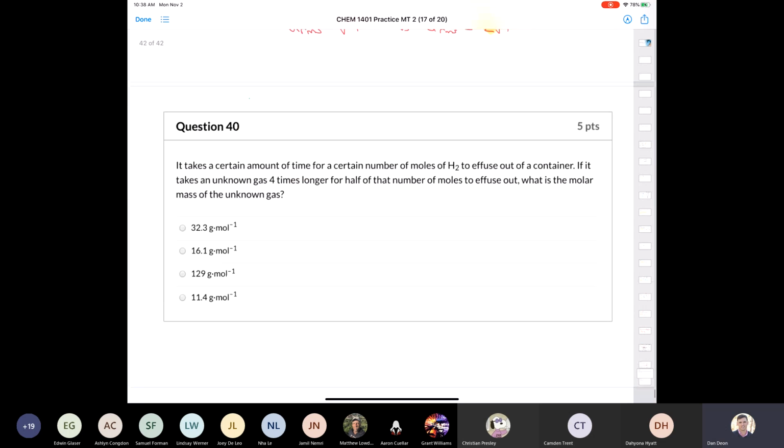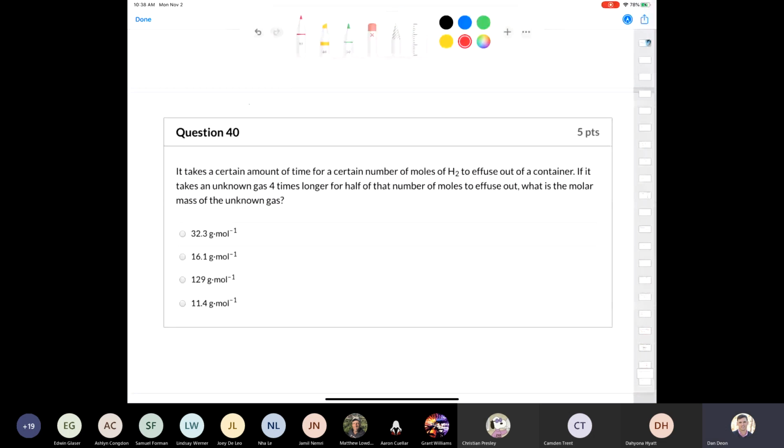Okay, that's it. We're on the last question, which is: it takes a certain amount of time for a certain number of moles of hydrogen to effuse out of a container. So this involves Graham's law of effusion. If it takes the unknown gas 4 times longer for half of that number of moles to effuse out, what is the molar mass of the unknown gas?